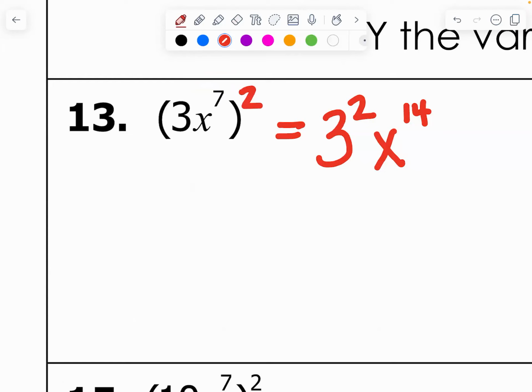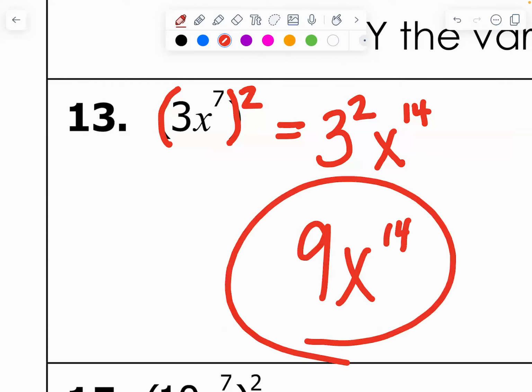So this 2 goes to everything inside the parentheses. Okay, now if you leave it like this, fine, but we all know what 3 squared is, don't we? 6. What? Thank you, Caesar. 9 x to the 14th.